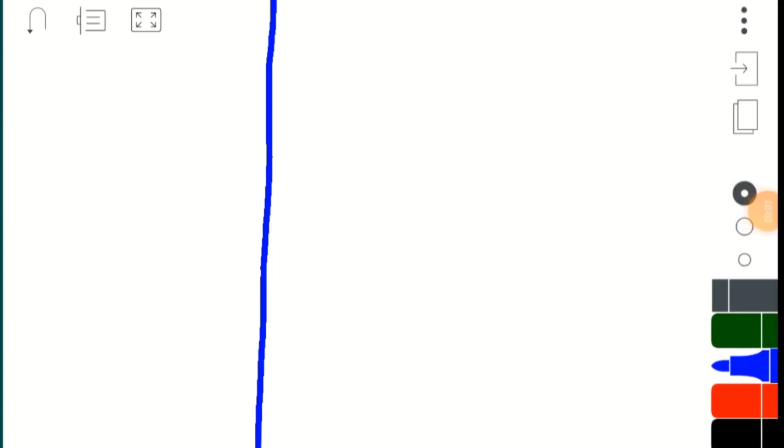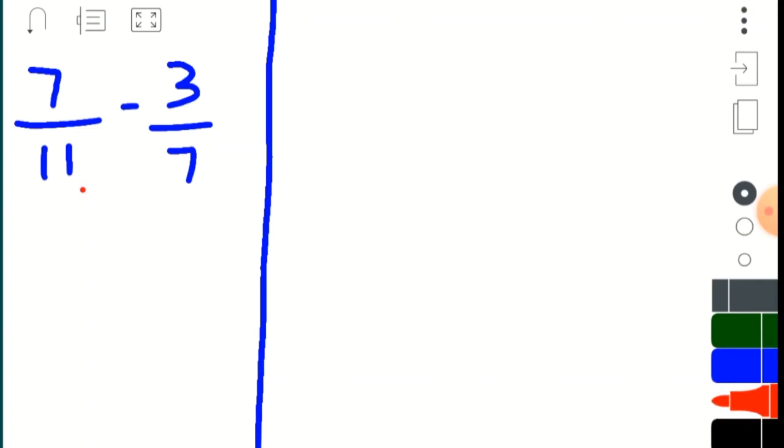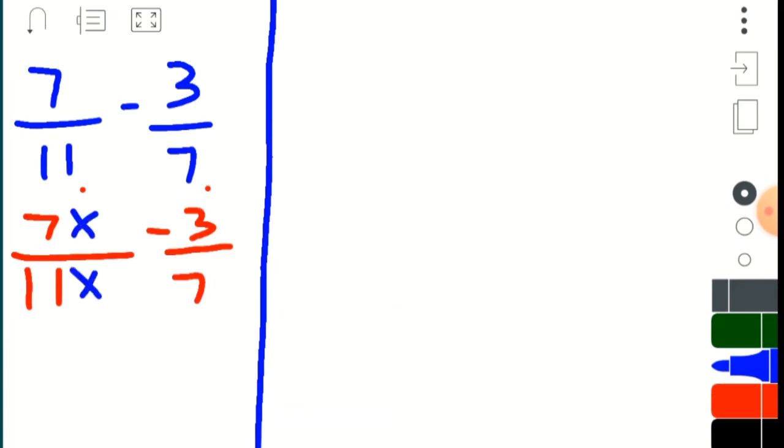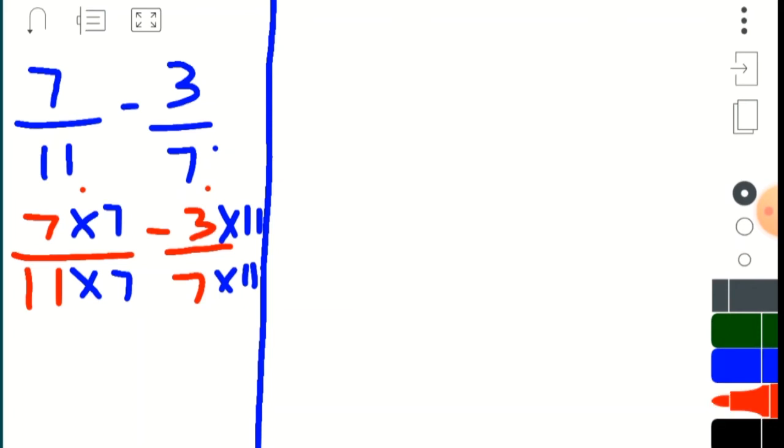Now we will see a subtraction problem. 7 upon 11 minus 3 upon 7. Here also the denominators are different, but they are in simplified form. So we will cross multiply this. How will we write this? 7 upon 11 on one side and 3 upon 7 on the other side. Now you will multiply here with the opposite number, that is 7, and here with 11. Here you have multiplied with 7, that means this number, and here you have multiplied with 11.